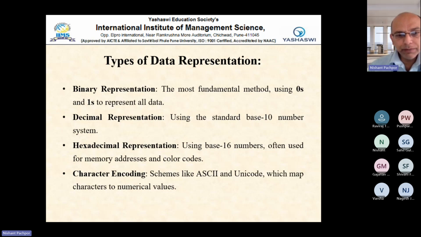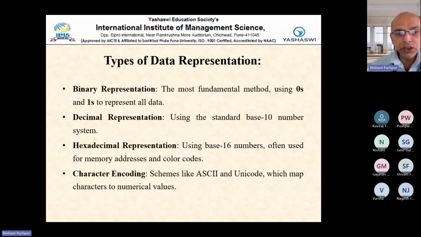Decimal: when you are showing a decimal representation, the numbers are 0, 1, 2, 3, 4, 5, 6, 7, 8, 9. These total 10 numbers start with 0 and end with 9. That's why the decimal base is 10, and that's why it is called the decimal number system. Then the third one is hexadecimal representation.